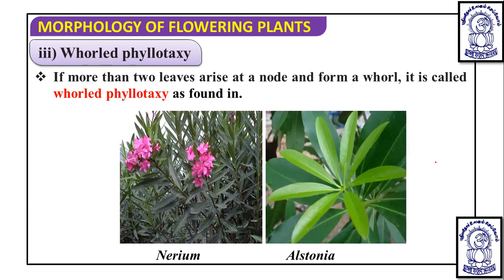See, in this Nerium, you can see that multiple leaves are present at each node. Here also you can see that at one node multiple leaves are present, that is known as the whorled phyllotaxy, which is seen in case of Nerium and Alstonia. The Alstonia is also known as devil's tree. Okay, so these are the three types of phyllotaxy which show the pattern of arrangement of leaves.